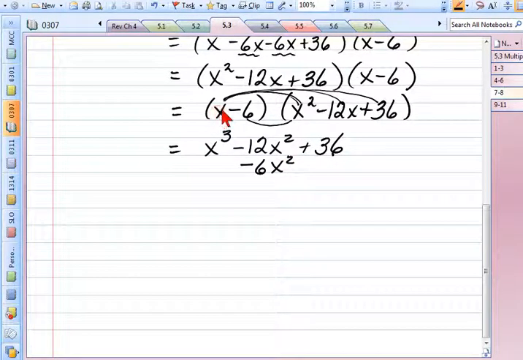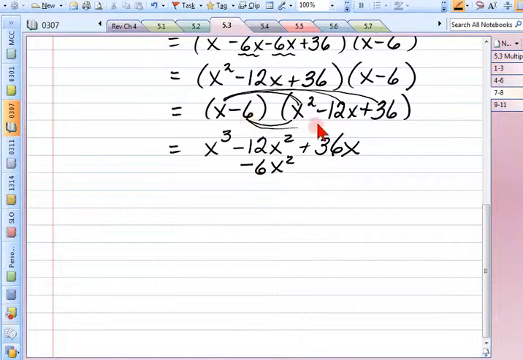By the way, y'all didn't scream at me. You probably saw it. That was supposed to be 36x. If you wrote down what I wrote down, please fix yours. Okay. When I went to the second term and distributed, negative 6 times x squared is negative 6x squared. Instead of tacking it on down here, I decided to line it up under the like term.